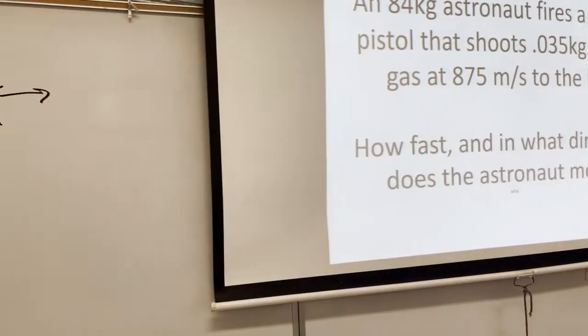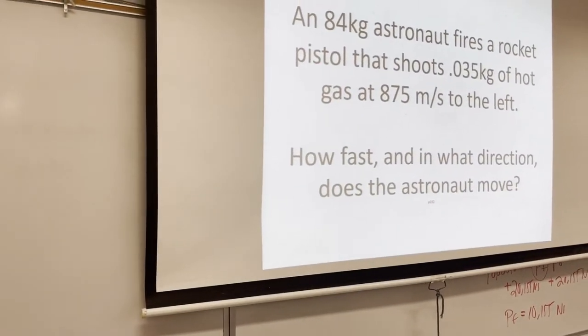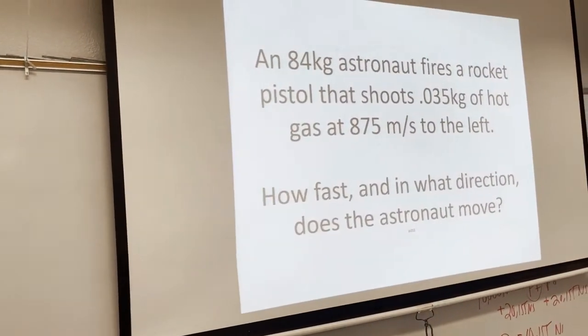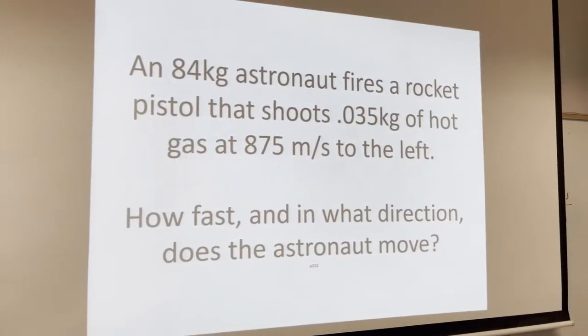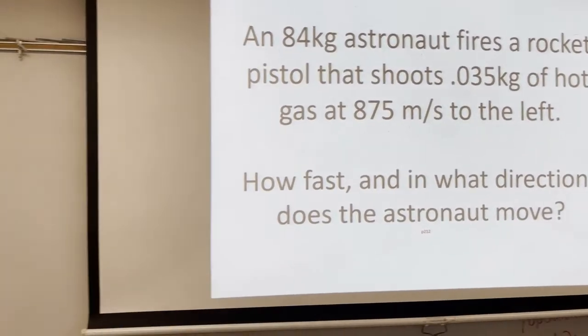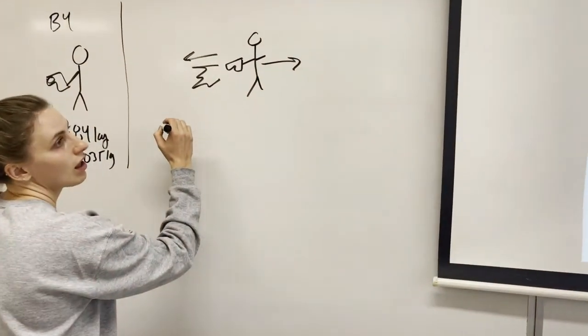I'm sorry, I'm not reading this question. An 84-kilogram astronaut fires a rocket pistol that shoots 0.035 kilograms of hot gas at that much speed to the left. How fast and in what direction does the astronaut move? Well, the astronaut's going to go in the opposite direction.